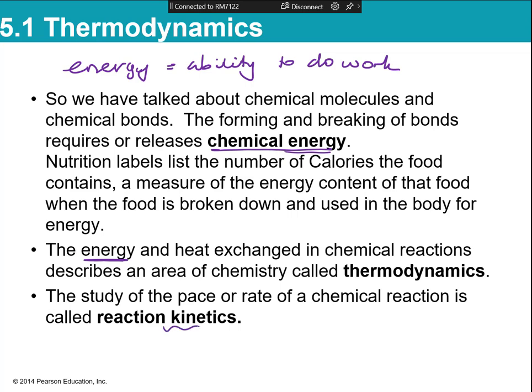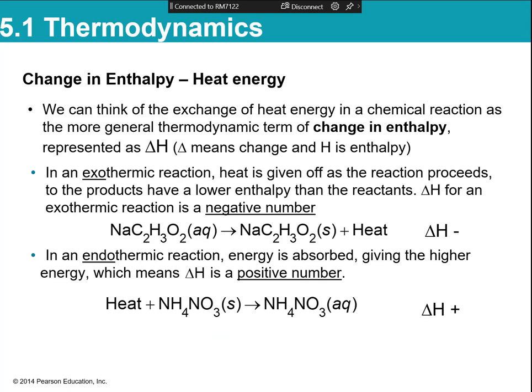And then we're also going to talk about how fast reactions occur and how you can speed that up. So the term reaction kinetics is really talking about rate or speed. The energy we're really going to discuss more is the chemical energy found in molecules. And it's really based on a couple of things. Whether or not a reaction occurs depends on the heat exchange that occurs.